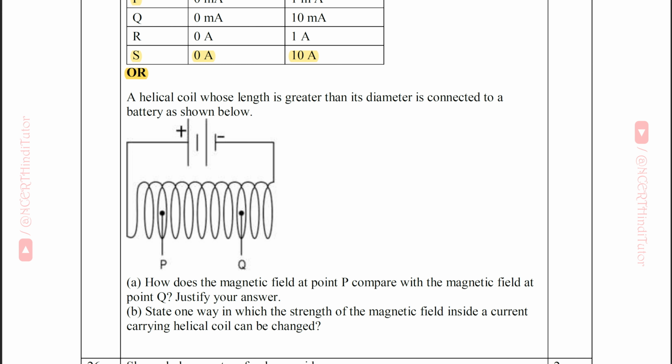Q. A helical coil whose length is greater than its diameter is connected to a battery as shown below. So this is the figure. A. How does the magnetic field at point P compare with the magnetic field at point Q? Justify your answer. B. State one way in which the strength of the magnetic field inside a current carrying helical coil can be changed. Answer: A.